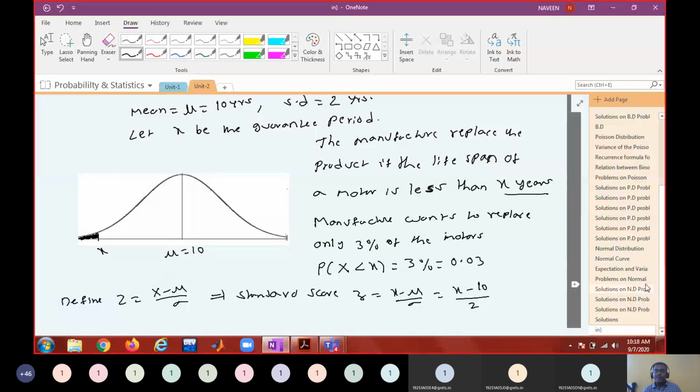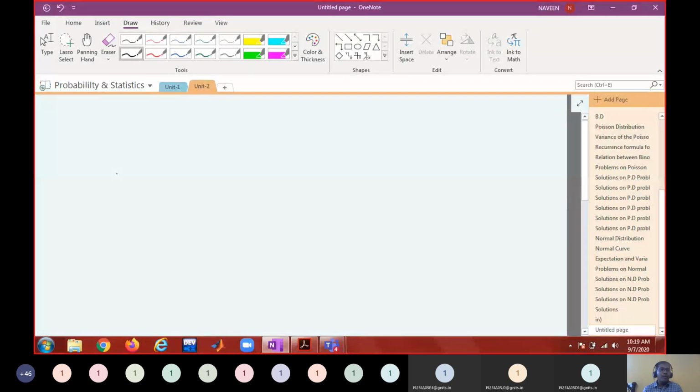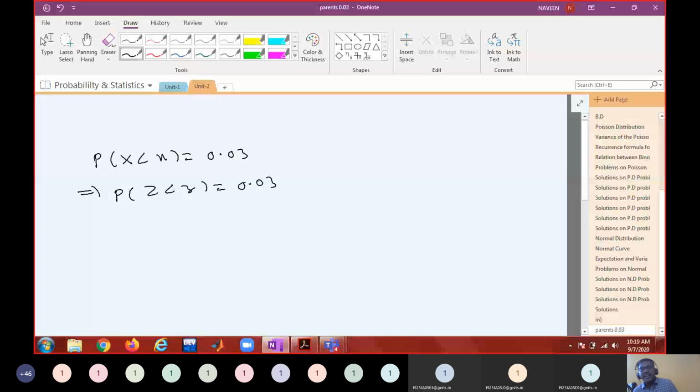Yes, sir. Okay. Now, the probability that X less than or equal to x is 3%. That means 0.03, which is the same as saying the probability that Z less than or equal to z is 0.03, because the area is not going to change whether it is a standard normal curve or any other curve. The total area has to be 1. So it does not change this.